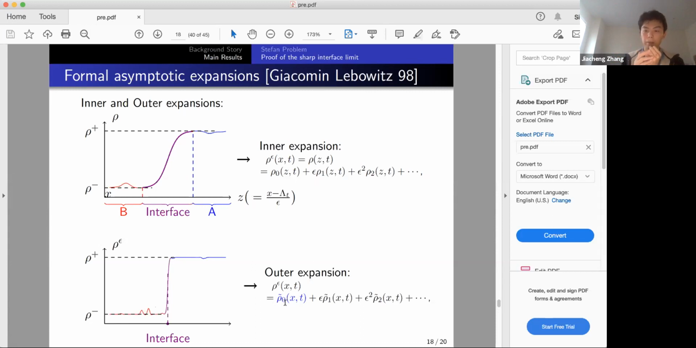Yep. Further questions? Yeah, quick one just to follow up on that question. Is it true that rho 1, rho 2, and so forth are going to be given by solutions to explicit PDEs, as in homogenization theory? Rho 1 and rho 2.